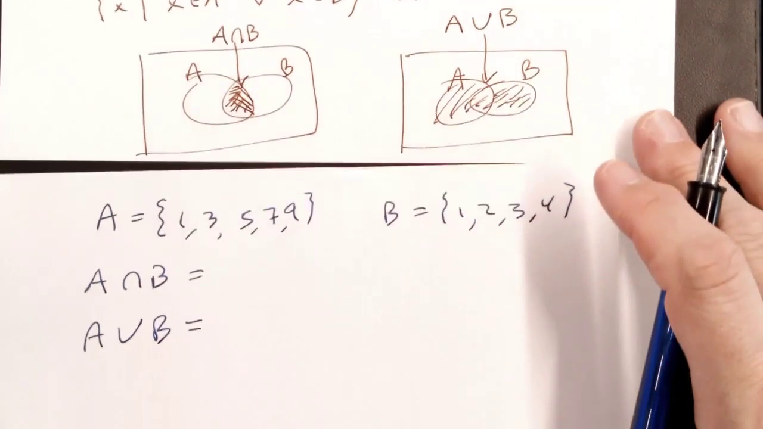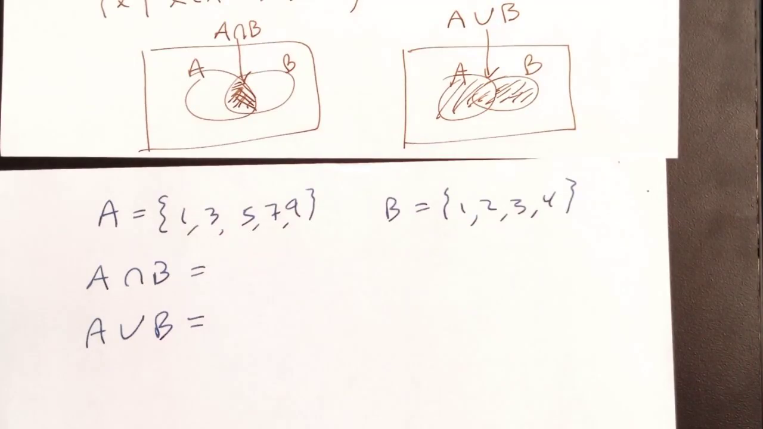Here are two sets living in the universe of integers. Although since I gave them as explicit listing, it really doesn't matter. Set A is the numbers 1, 3, 5, 7, 9. Set B is the numbers 1, 2, 3, 4. Give me the union, give me the intersection.